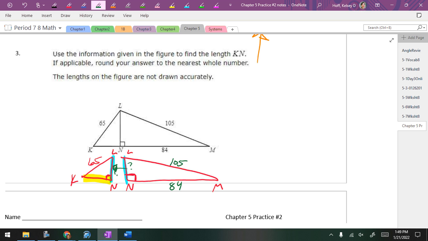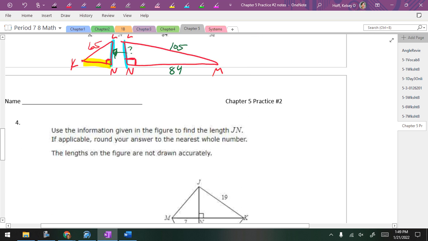The biggest thing I'm going to tell you is you need to make sure you're drawing this out. Draw the triangles separately. It will help you. Always look for the triangle that they give you two of the sides. Flip it over.